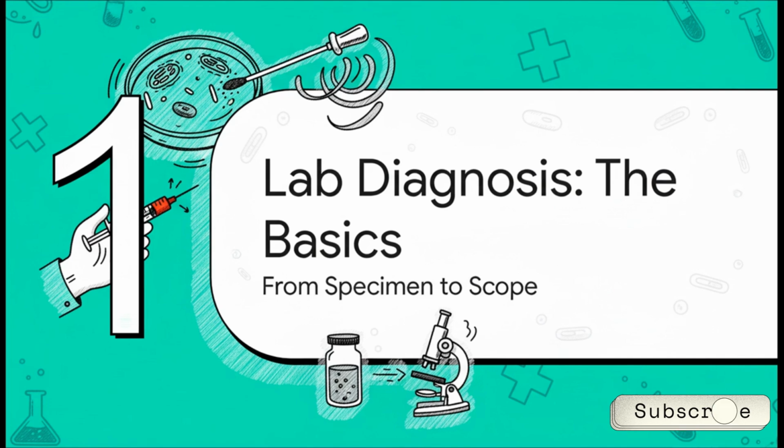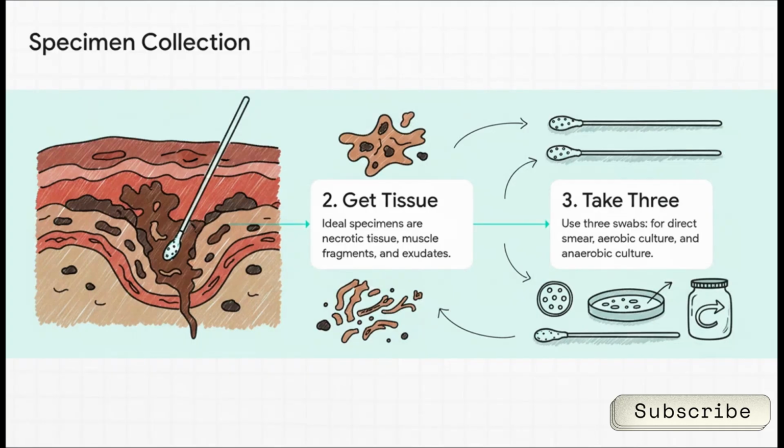It all starts with getting the right sample from the patient and knowing what you're hunting for under that microscope. You know, getting the specimen is everything, and you can't mess this up. You can't just swab the surface, nope. You have to get deep into that wound, where the action is, and get samples of necrotic tissue or muscle fragments. And remember the rule of 3.